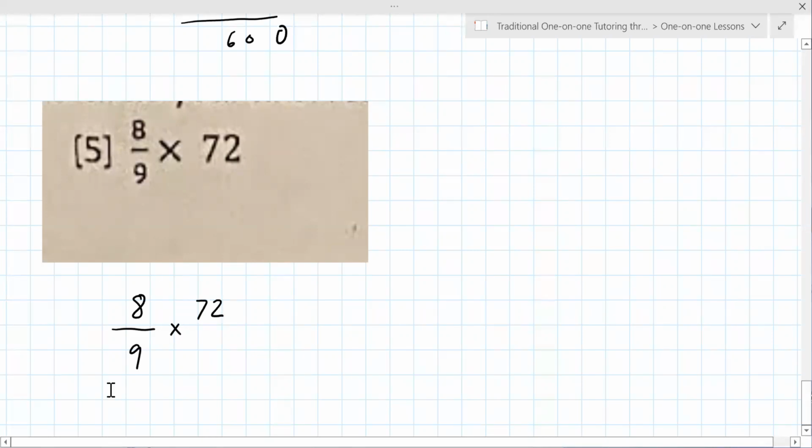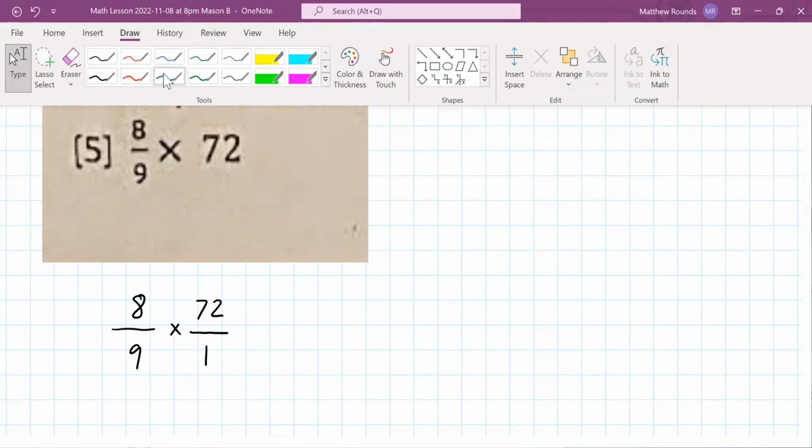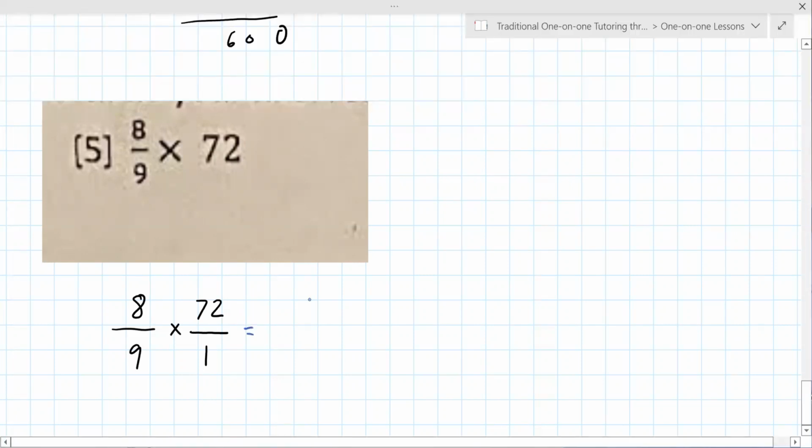Okay, well, let me show you how to work through a problem like this one. You can write 72 as a fraction. What goes on the bottom for the 72 to become a fraction? Just 1. Okay, now this is really important here. You can actually divide because you can rearrange the numbers here. So watch this. This can actually become 8/1 times 72/9. See how I flipped the position of these?